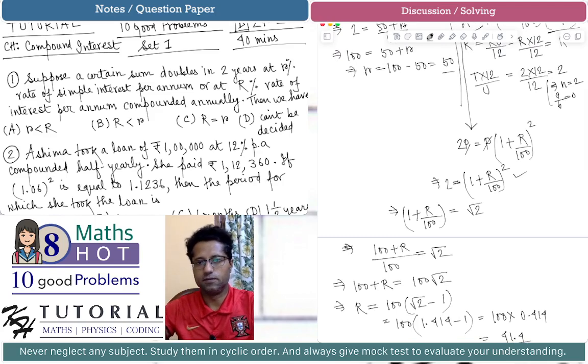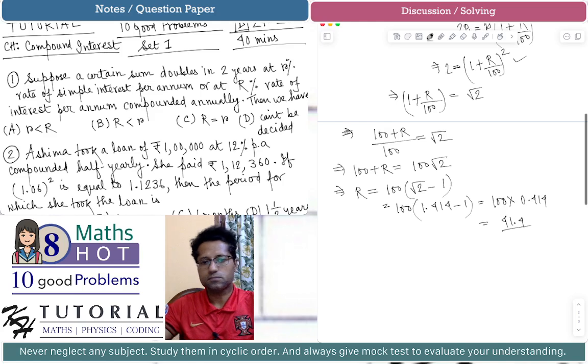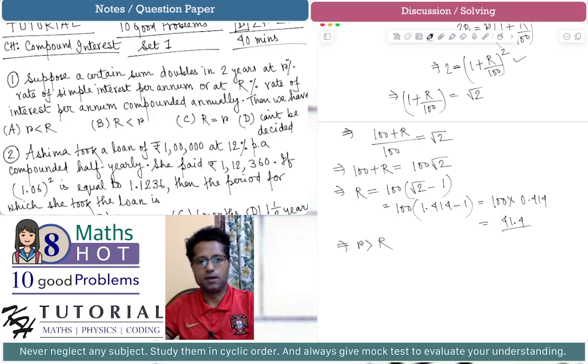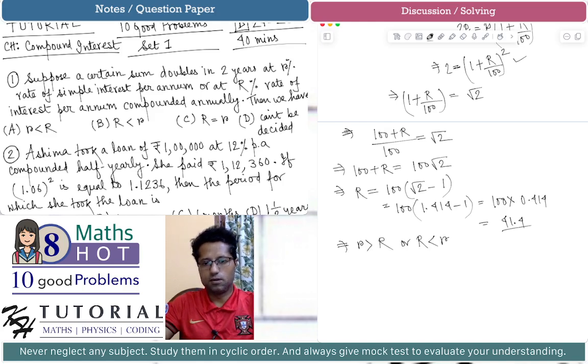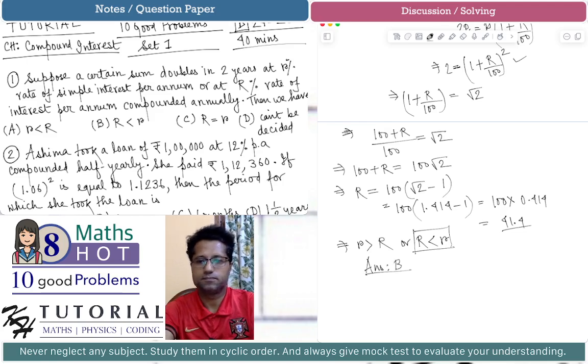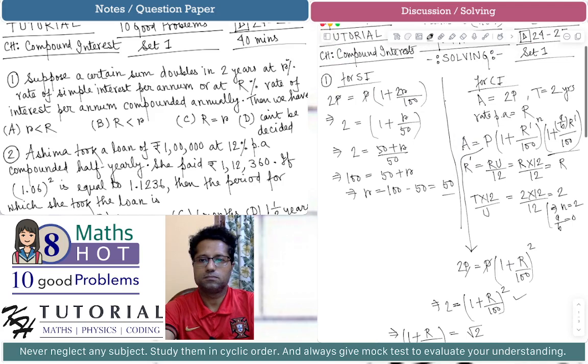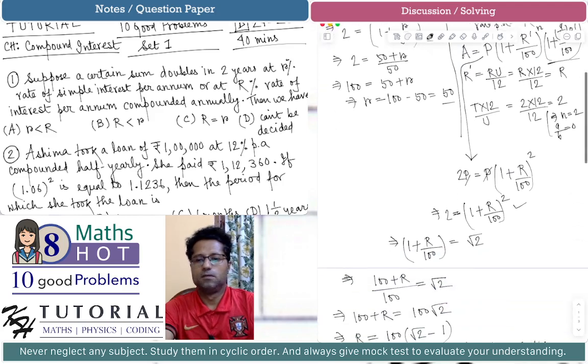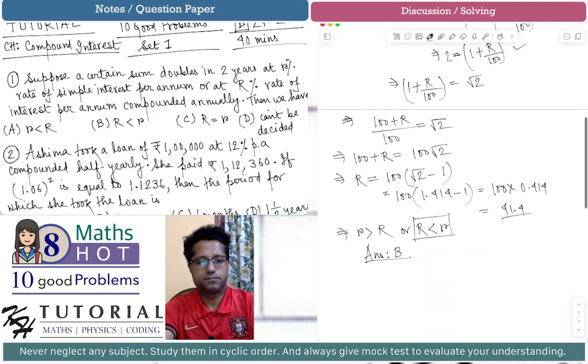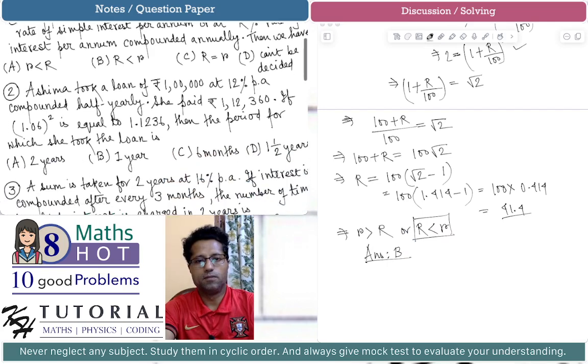Small r is 50. So this implies that small r is greater than capital R, or in other words, we can say capital R is smaller than small r. So hence the correct choice is B. B is the correct choice. Okay, let's do problem number 2.